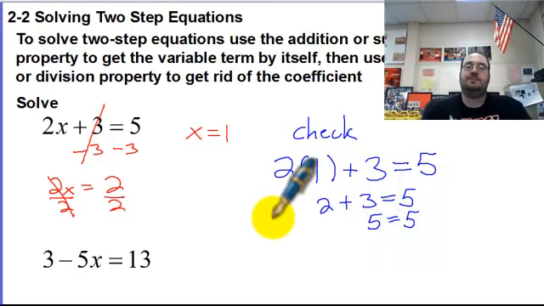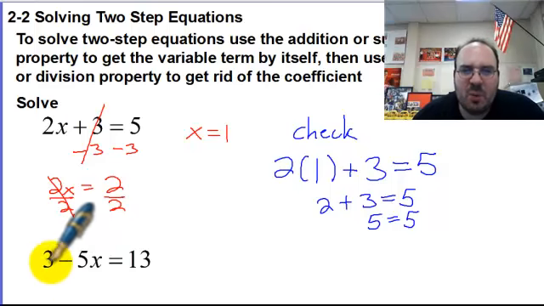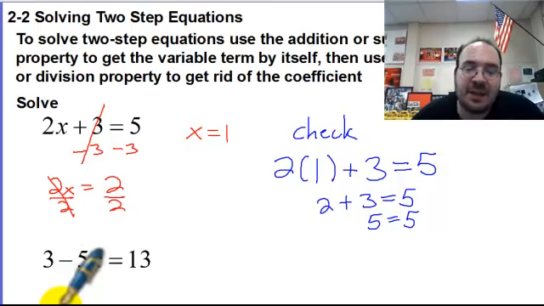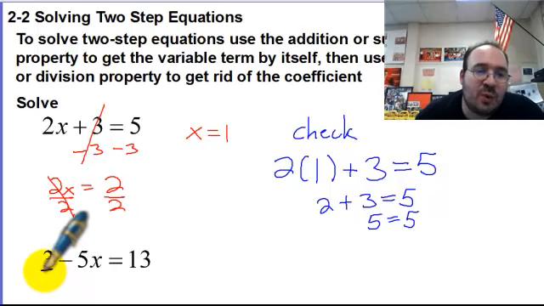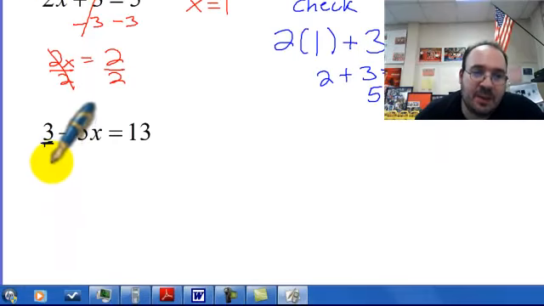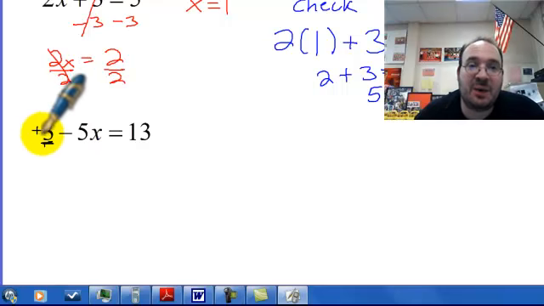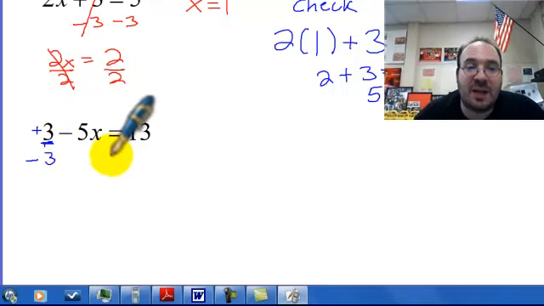Let's do another one. Now the next one that I'm going to do for you, a lot of people would look at this and they'd say, oh, I see a subtraction sign, so I have to add. But that's not what you want to do. What are you trying to get rid of here? Well, you're trying to get rid of the 3. And since the 3 doesn't have a sign in front of it, it's a positive 3. So what's the opposite of plus 3? It's minus 3. So we're going to subtract 3.